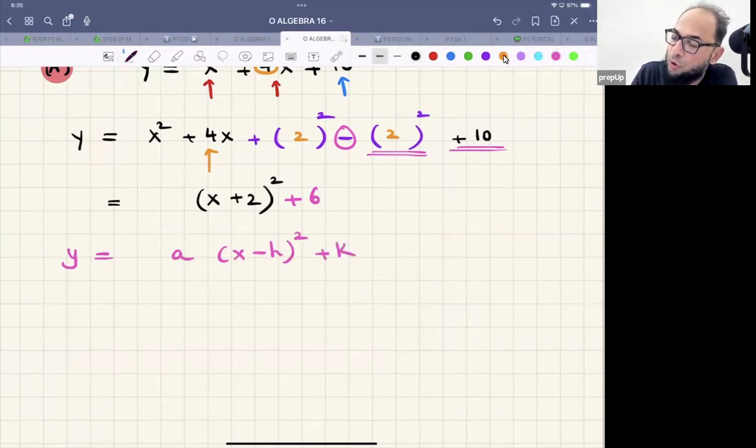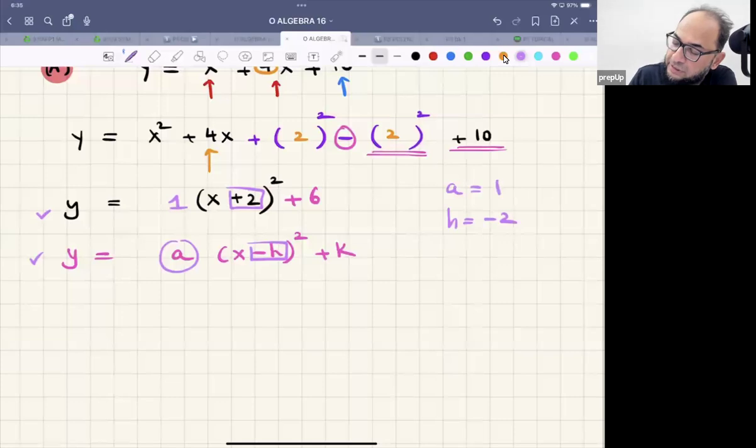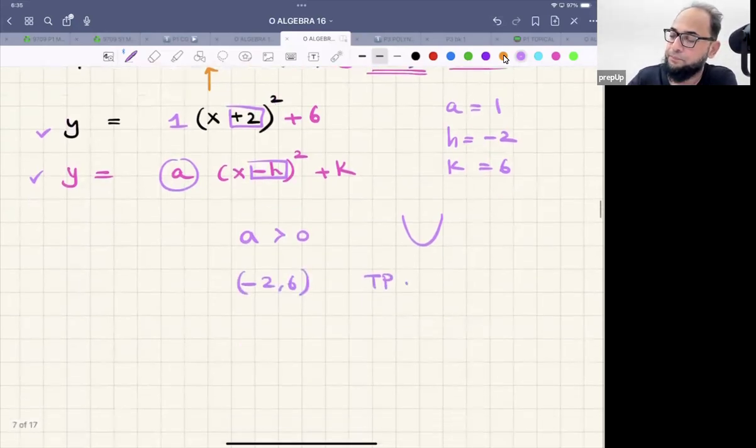There is this y over here. Compare coefficient. Y in place of y. In place of a we have nothing. That means it's 1. X plus 2 is x minus h. Minus h is plus 2. Therefore h is negative 2. A is positive 1. K is 6. If a is positive, that means the shape of the graph goes like this. And minus 2 comma 6, that's the coordinate of the turning point.